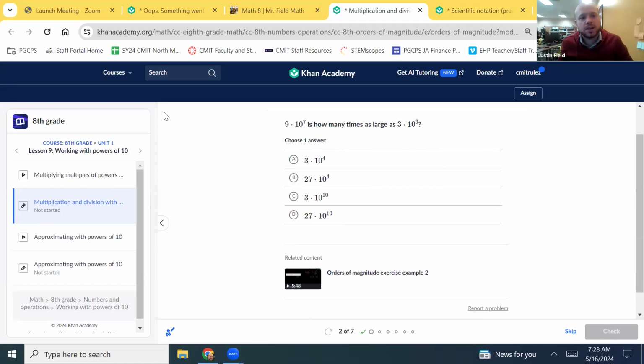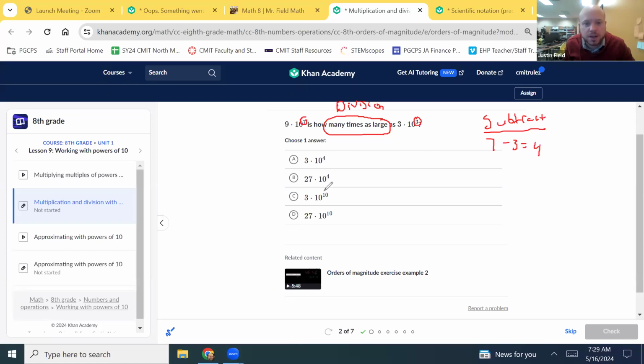Okay, this is a great one. Some people are getting stuck on it. How many times as large? So write this down if you wouldn't mind, because this is a key word you don't want to forget. That is division. Anytime we want to know how many times as large something is, we divide. And remember, from the last one, divide means subtract the exponents, right? So we're going to subtract the smaller from the bigger because it says how many times larger is this than this. So my exponents, 7 and 3. So I'm going to do 7 minus 3, which is 4.